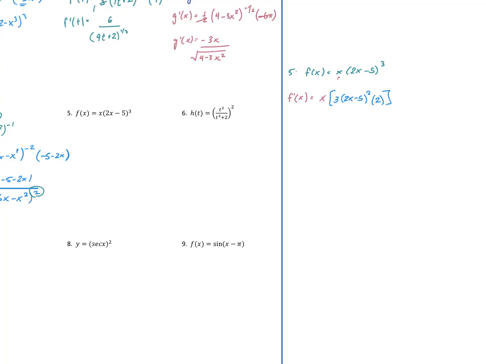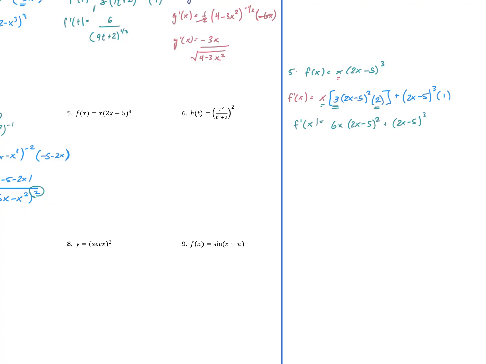That's first times the derivative of the second plus the second times derivative of the first. That one wasn't too bad. F prime, I could simplify from the inside to start with. We could just do 6x times 2x minus 5 squared plus 2x minus 5 cubed. That one wasn't too bad. I'm fine with you leaving it like that.